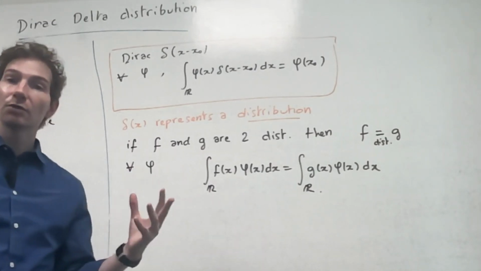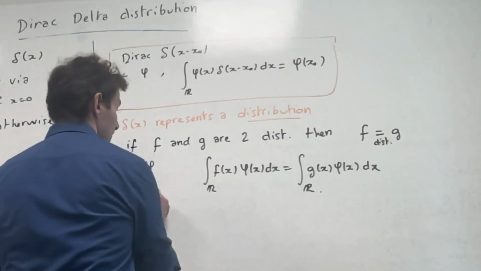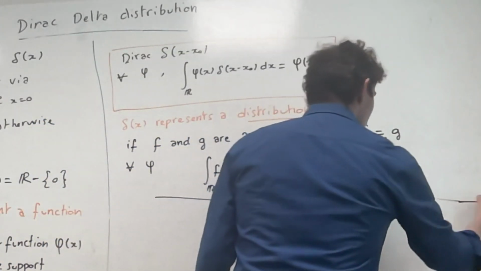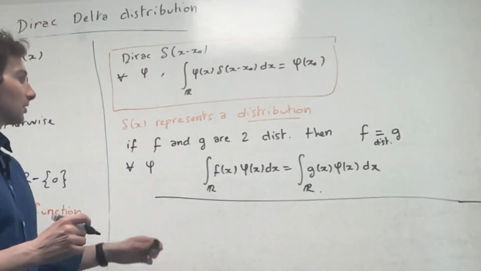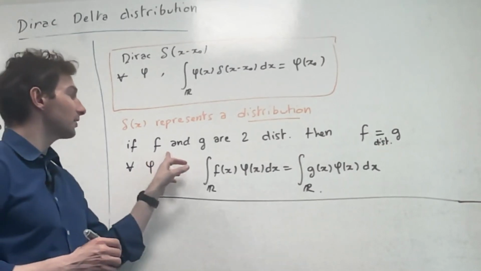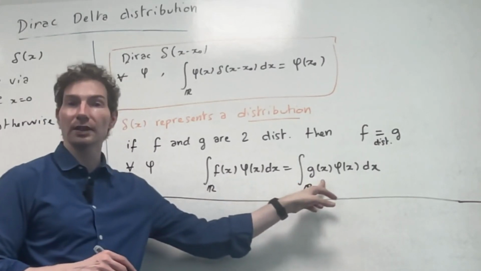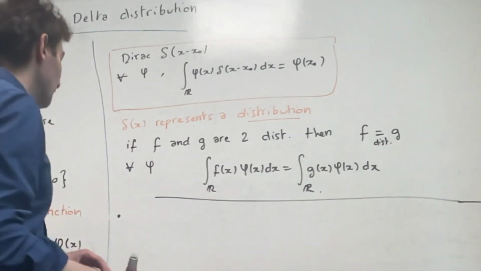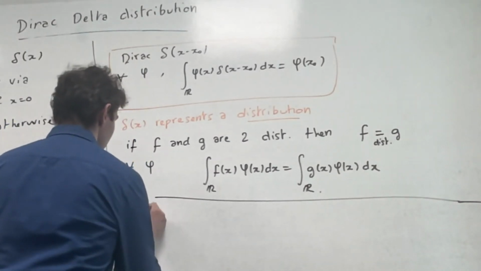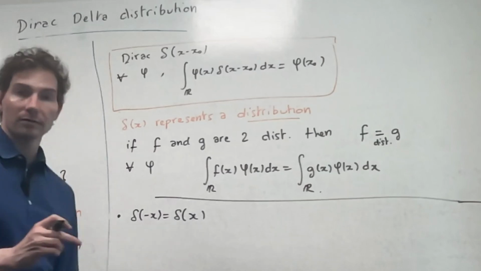Okay, and so here there are two properties I would like to have a go at. So that's again equality in the sense of distributions. If for any test function phi of x, the integral of f of x phi of x is equal to the integral of g of x phi of x. Okay, so the first property we want to show is the following, that delta of minus x is equal to delta of x. Okay?